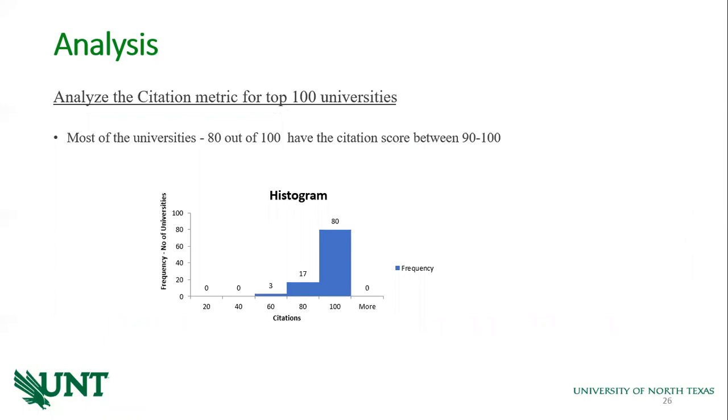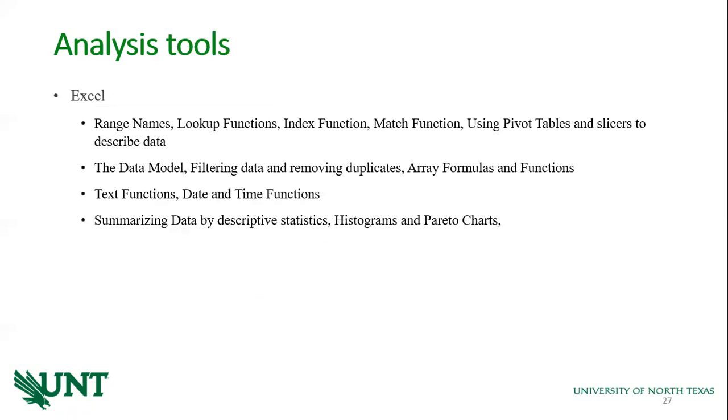After that, I analyzed the citation metric for the top 100 universities. If you look at this bar graph, this histogram, most of the universities, 80 out of 100, have a citation score between 90 and 100. Which means the better score you get in the citation metric, the better university rank you will get.